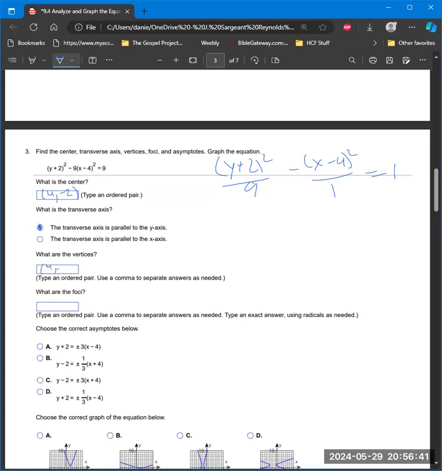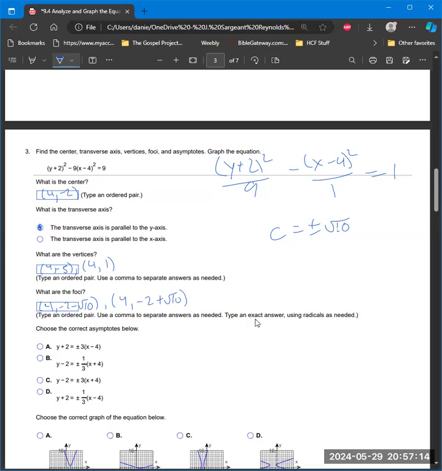So (4, −5) and (4, 1). And the foci are going to be at c equals plus or minus root 10. We have to move that in the y direction from the center. So (4, −2 − root 10) and (4, −2 + root 10).